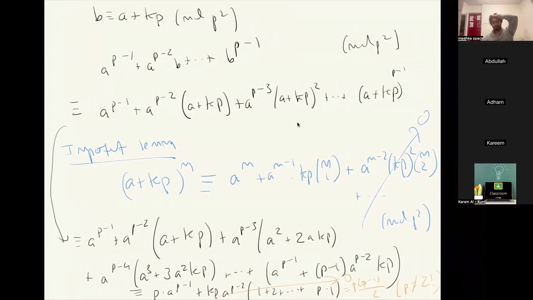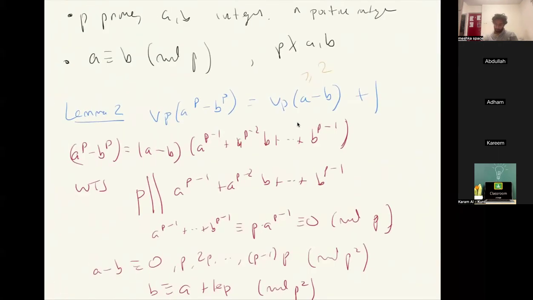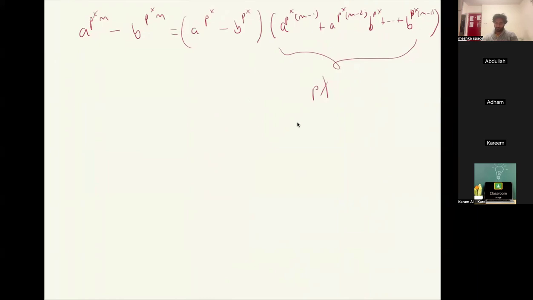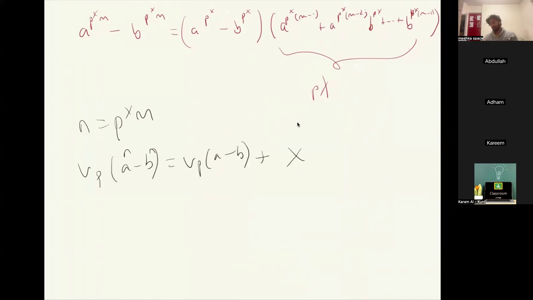Yes. So now how could we do the induction step? The induction step is exactly what Kareem was explaining, right? For the induction step, we take n to be p to the x times m. So what do we want? We want to show that vp of a to the n minus b to the n is equal to vp of a minus b plus x, right?